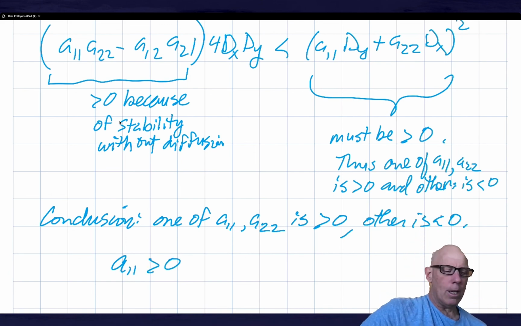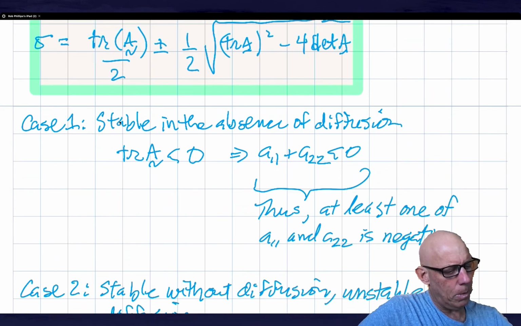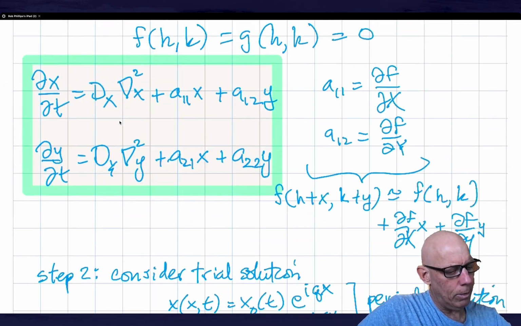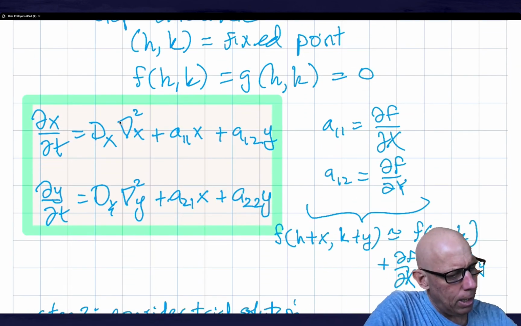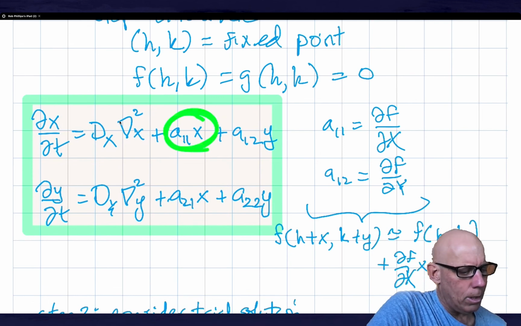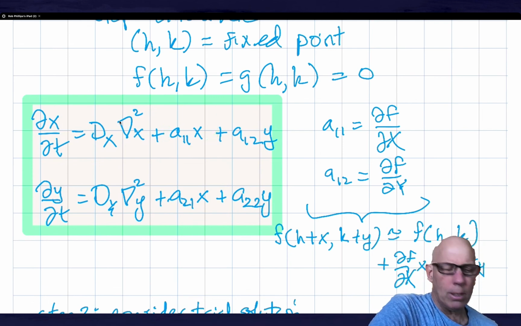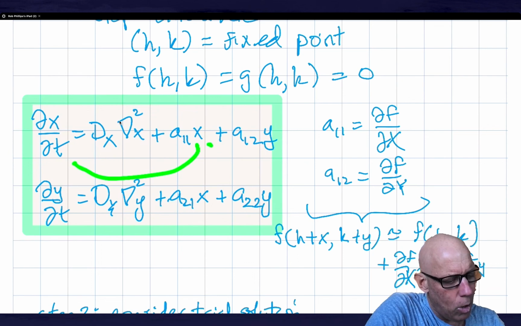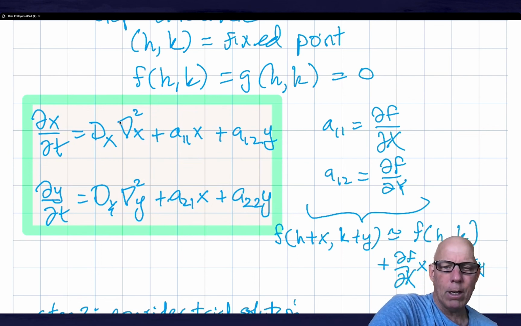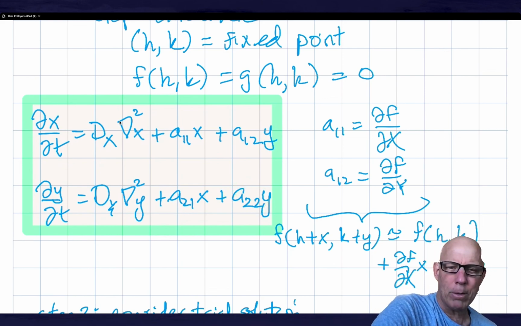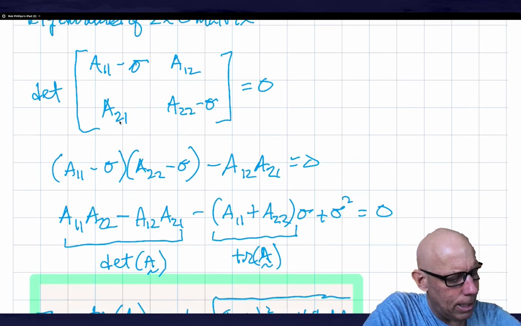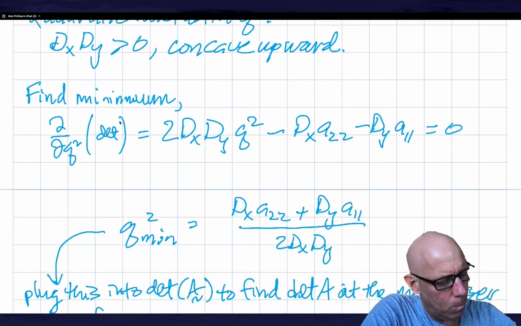Why is that? Because if you look back at my equations that we wrote down, here's the intuition. If you look at the equations right here, then if A11 is greater than 0, that means that X reinforces. It's actually leading to its own production with a plus sign. If A22 is negative, then that means that it's the inhibitor. It's inhibiting itself. It's basically reducing the amount of itself that's produced. So that's the intuition that I'm attaching to A11 and A22.